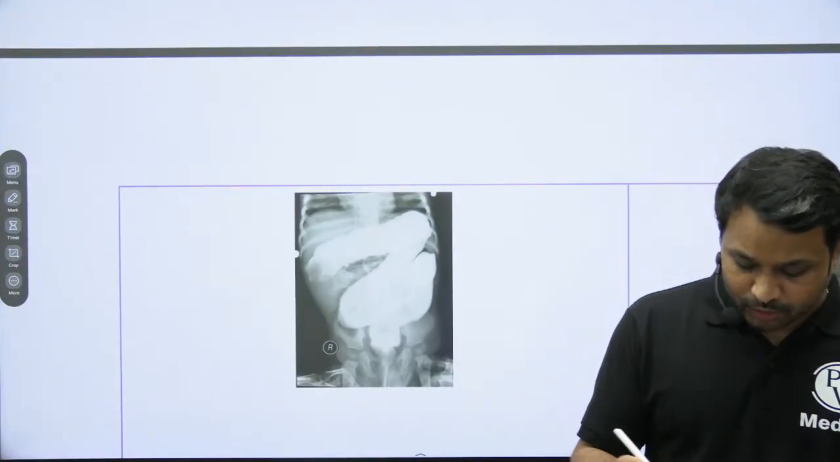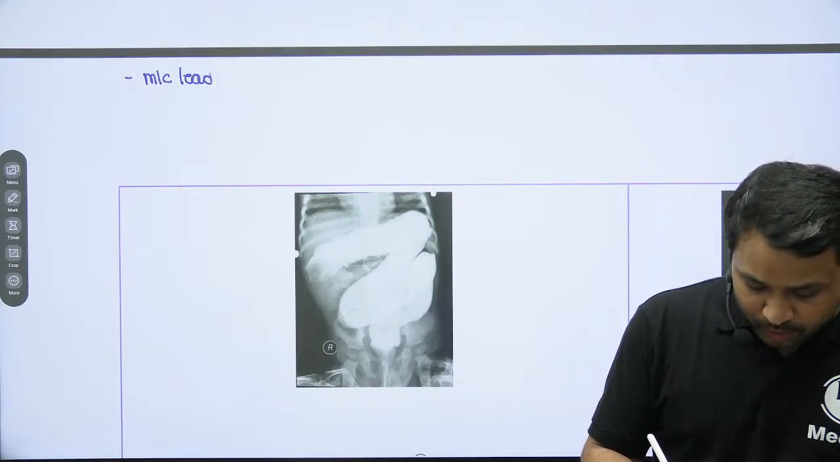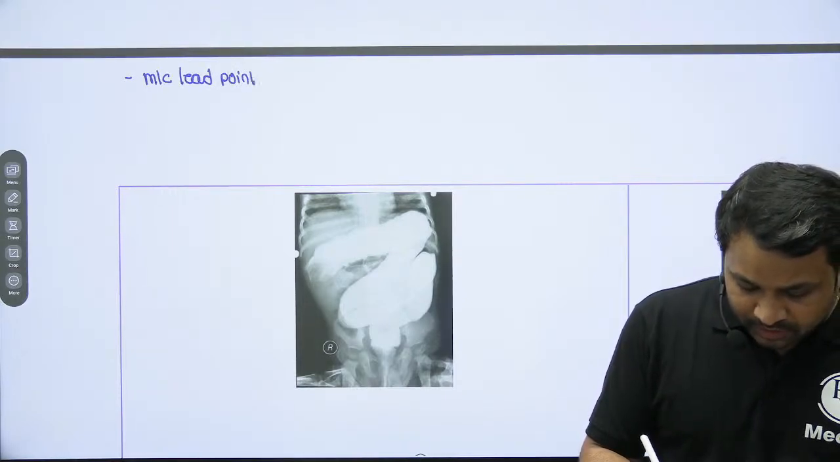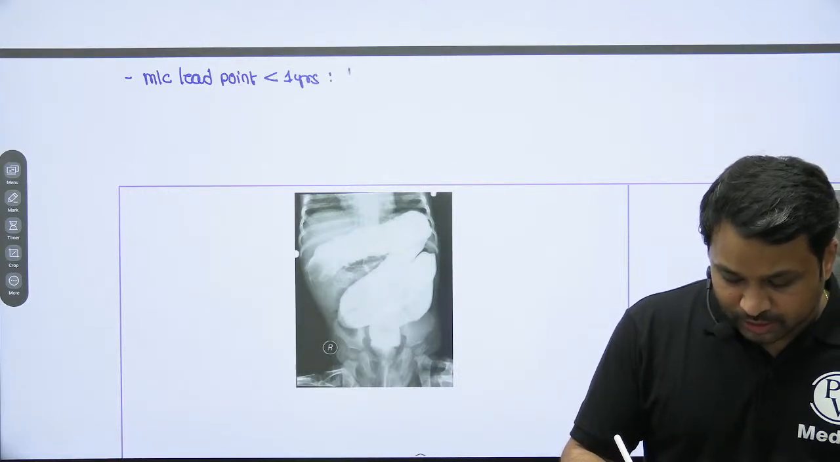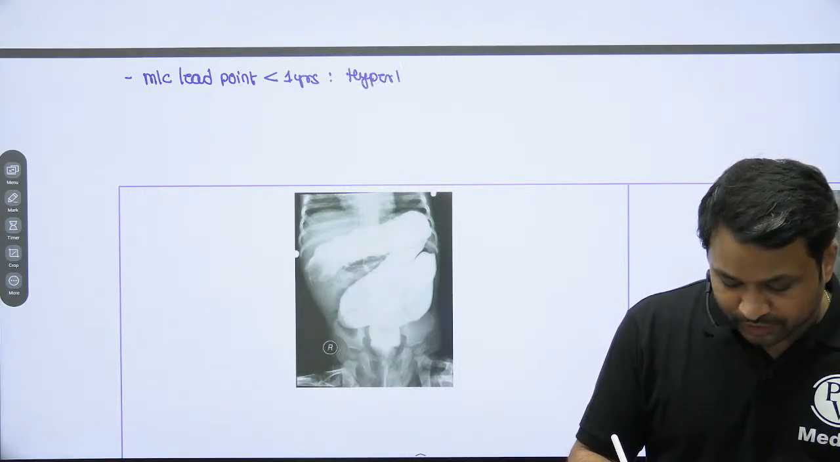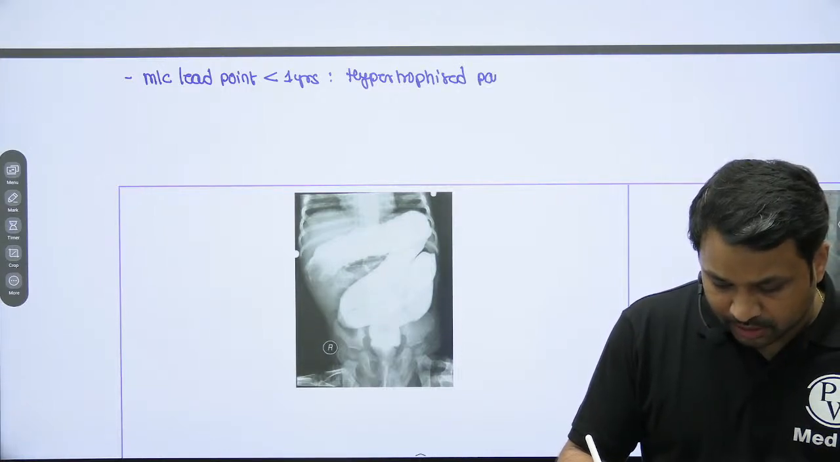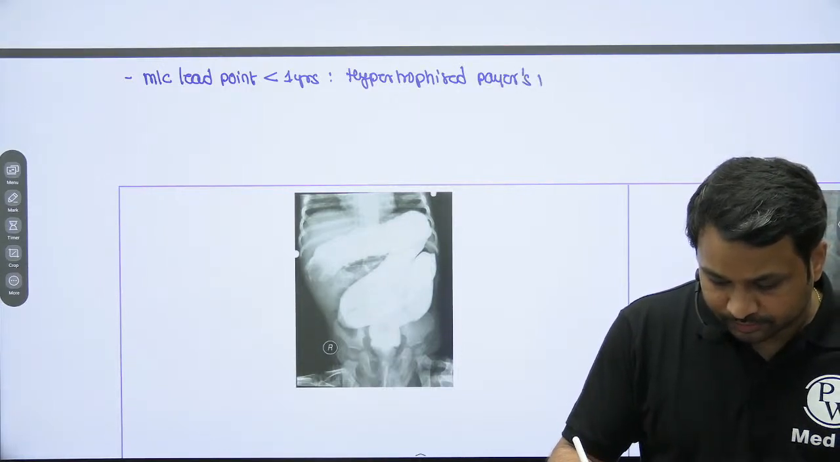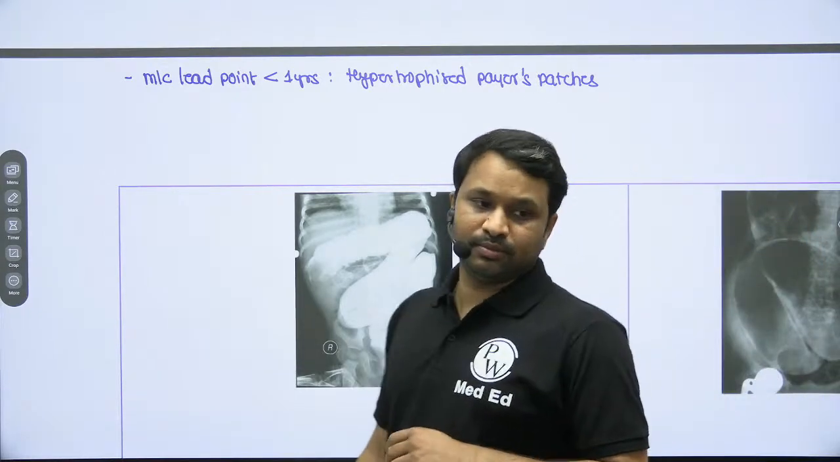If they ask you, what is the most common lead point in children with age less than 1 year, the answer is going to be hypertrophied Peyer's patches. It is the hypertrophied Peyer's patches, right?